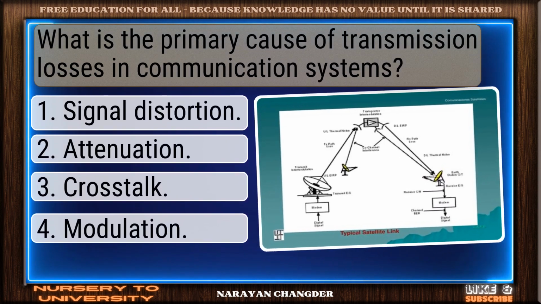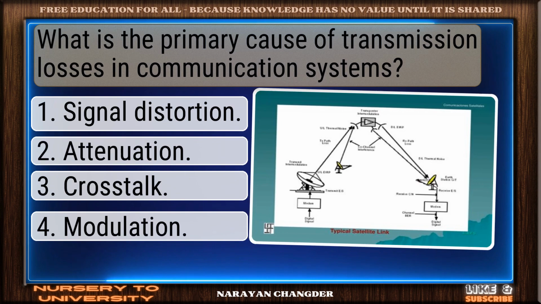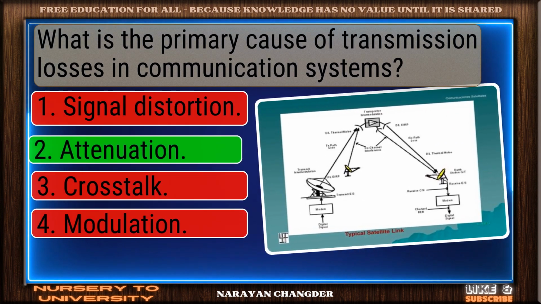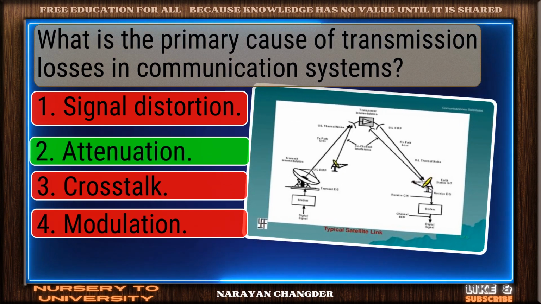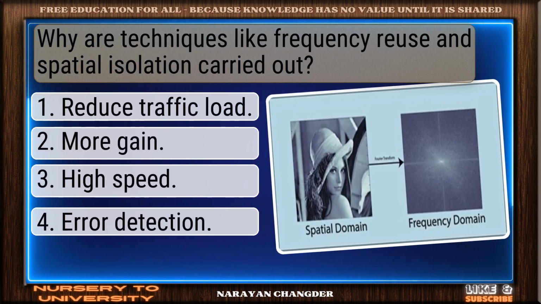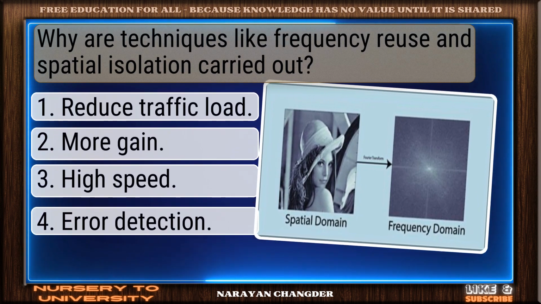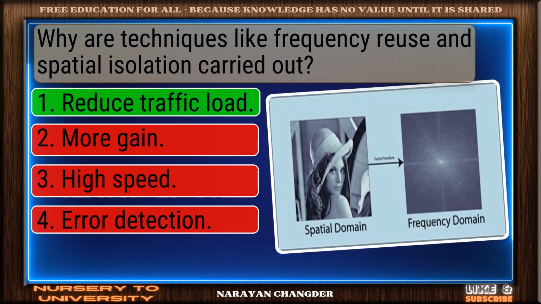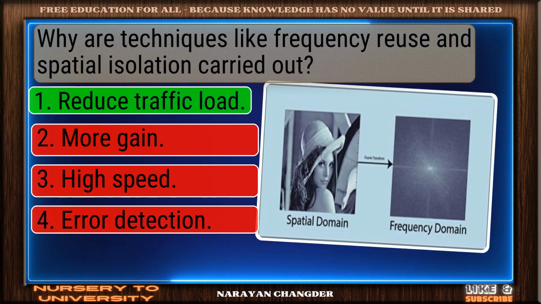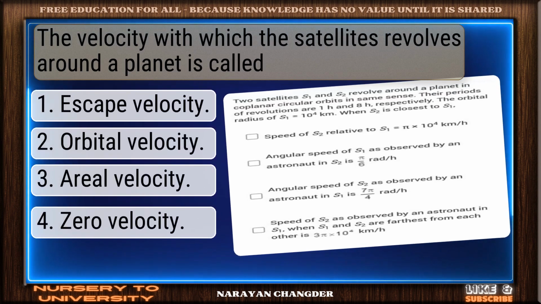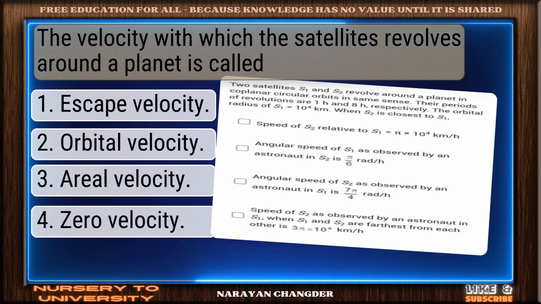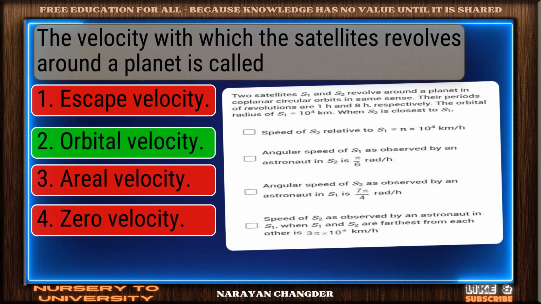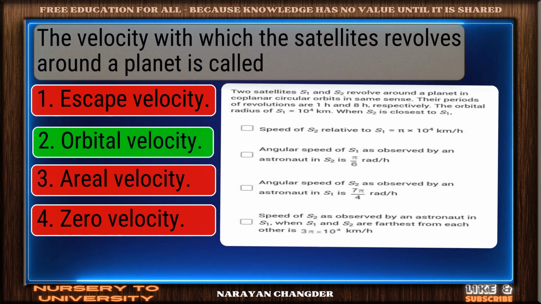What is the primary cause of transmission losses in communication systems? Right choice. Attenuation is the best answer. Why are techniques like frequency reuse and spatial isolation carried out? Sharp thinking. Reduce traffic load is the right choice. The velocity with which the satellites revolves around a planet is called. Nice selection. Orbital velocity is the correct and valid answer.